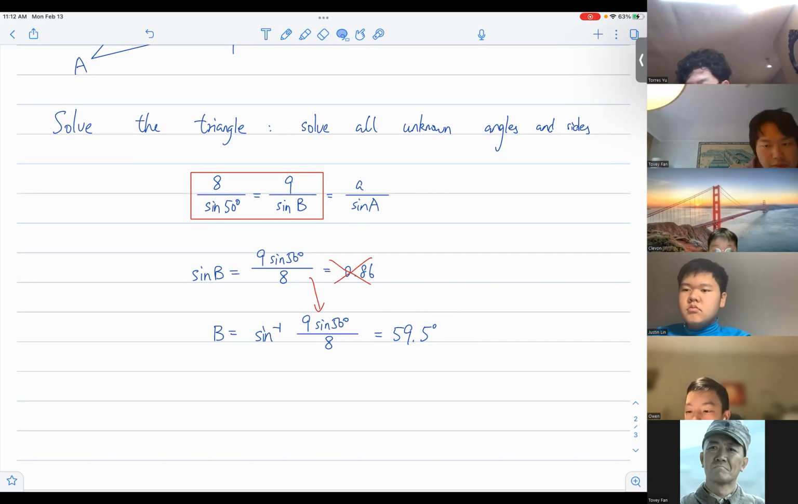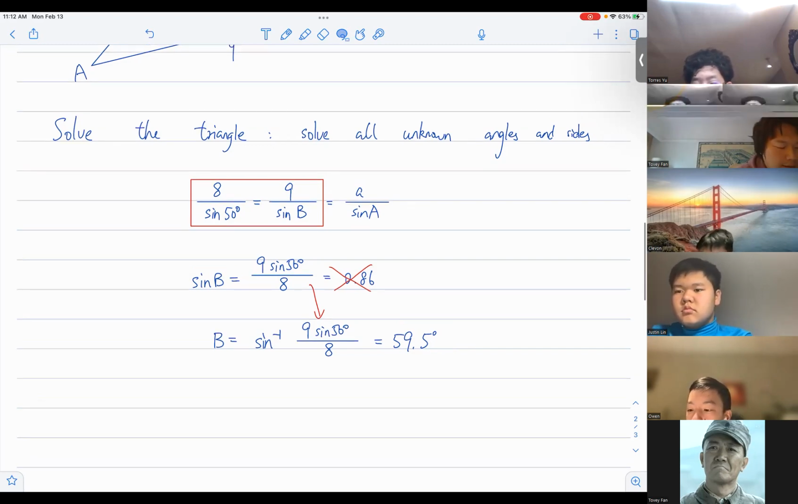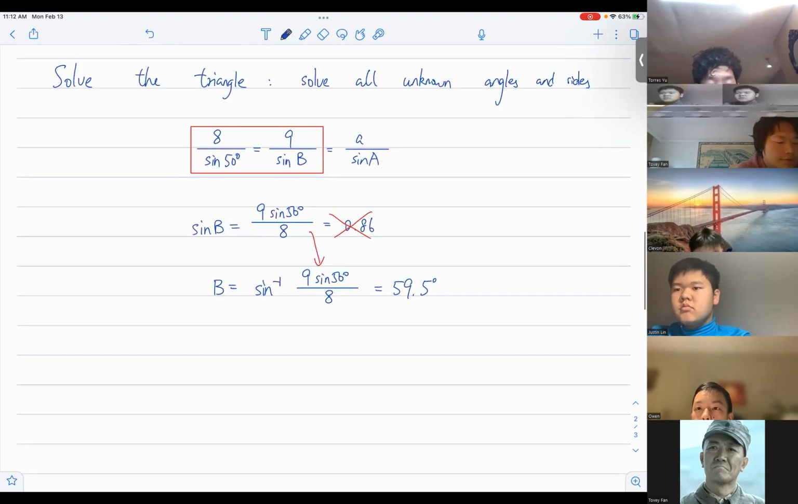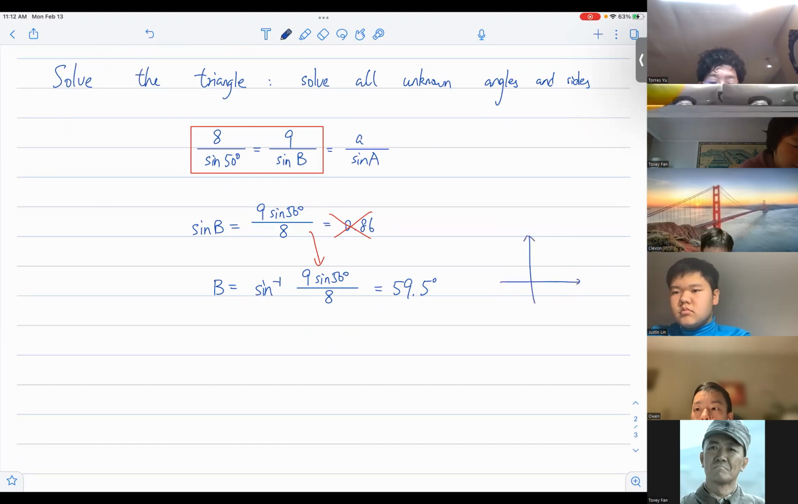Okay, and here comes a problem. The problem is that not only this value gives you the sine value of this, right? We have another angle. Remember from last time? You have two angles. So let's use a unit circle. In a unit circle, we know that for any sine value, let's say 0.86 or anything like 0.4, you can have an angle in the first quadrant, or you can have an angle in the second quadrant, right? They both have the same sine value.